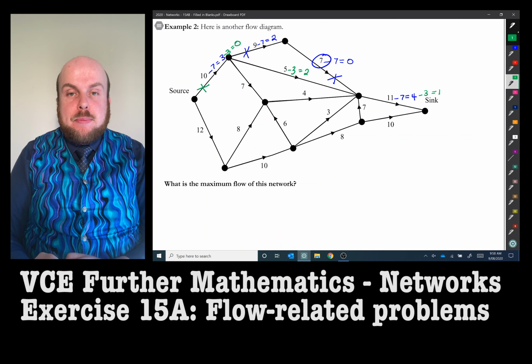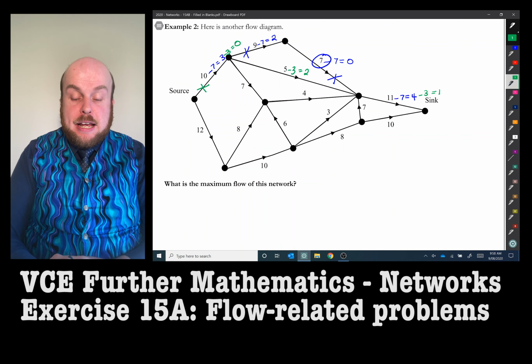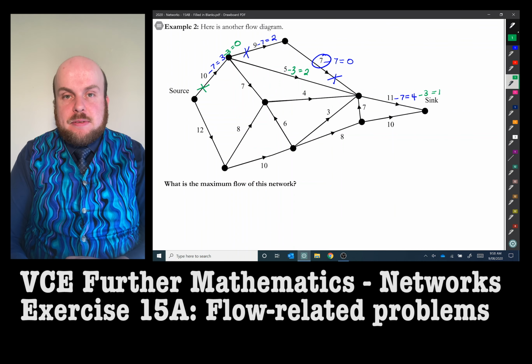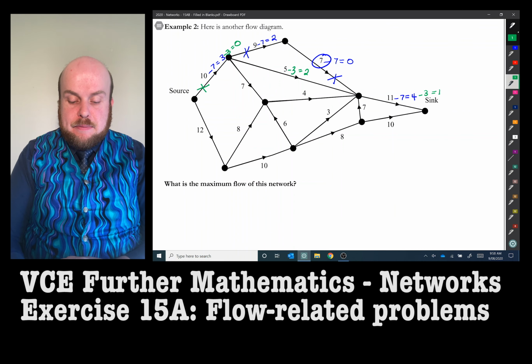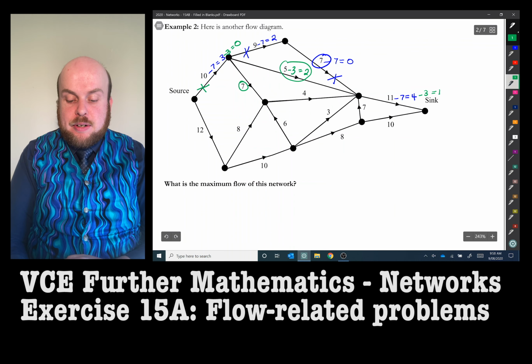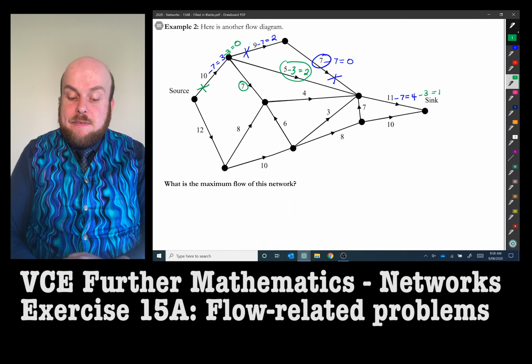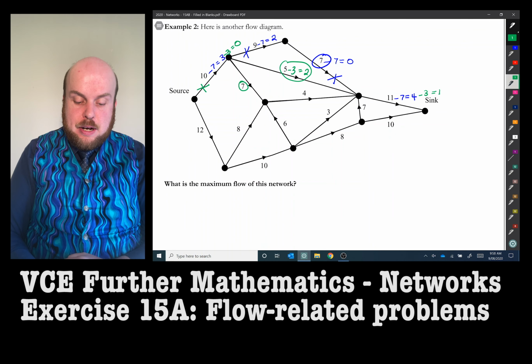What we can also do is eliminate any edge that came off from this edge because it can't be diverted. So for example, this one marked 7 and this one marked 5 minus 3 equals 2. They directly came from this edge, so they too are eliminated.